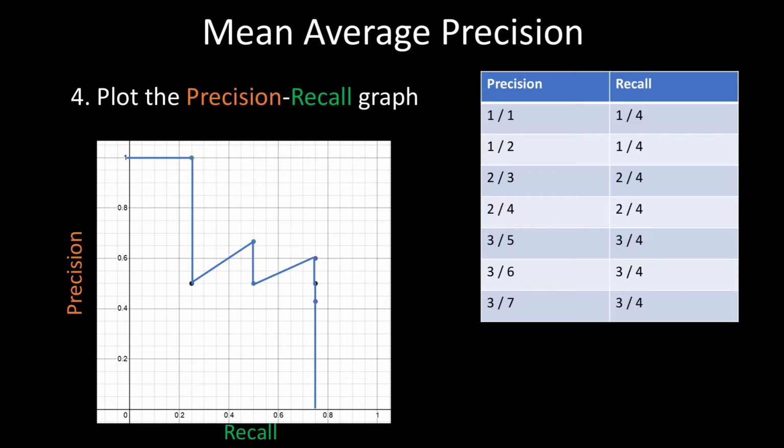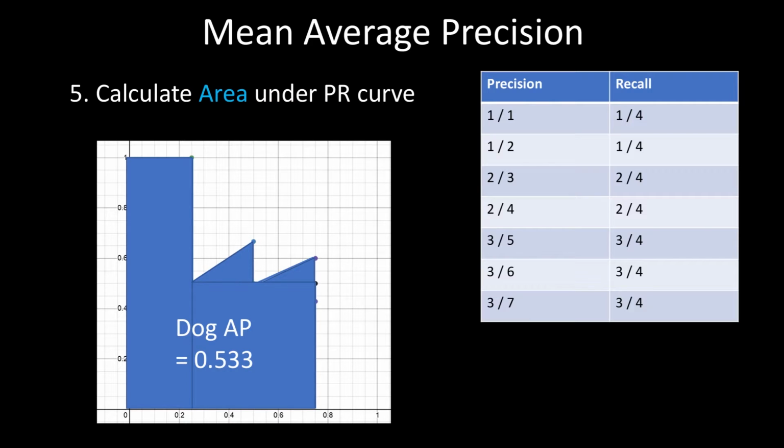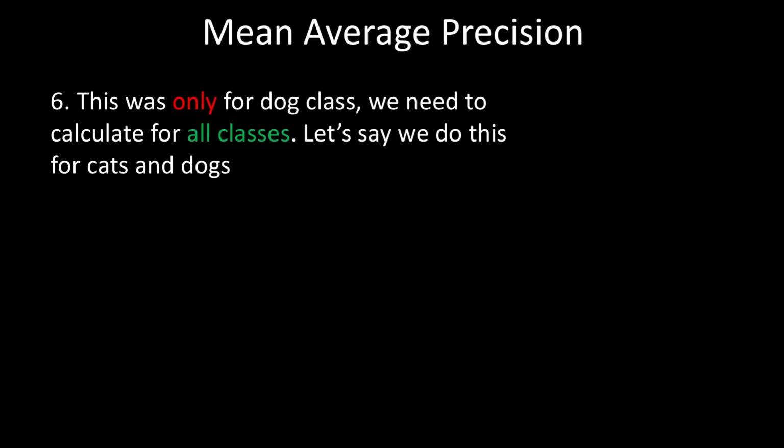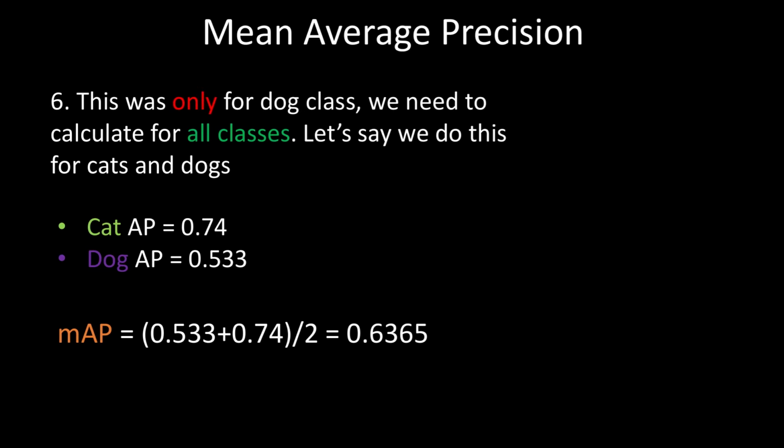The idea behind average precision is then that we're going to take the area under that graph, and in this case that is going to be the average precision for the class dog. If we calculate that area, it's going to be approximately 0.533. But this was only for the dog class, and we actually need to do this for all classes. So let's say we do this for cats and dogs, and if we say that the cat AP is going to be 0.74 and the dog AP, which we just calculated, was 0.533, then the mean average precision is going to be those two added together and divided by 2.